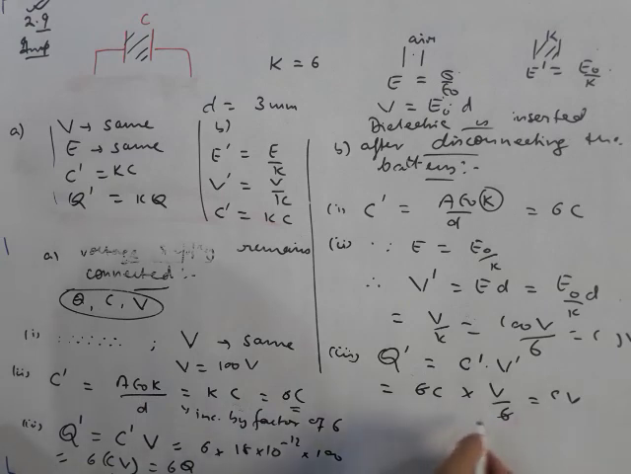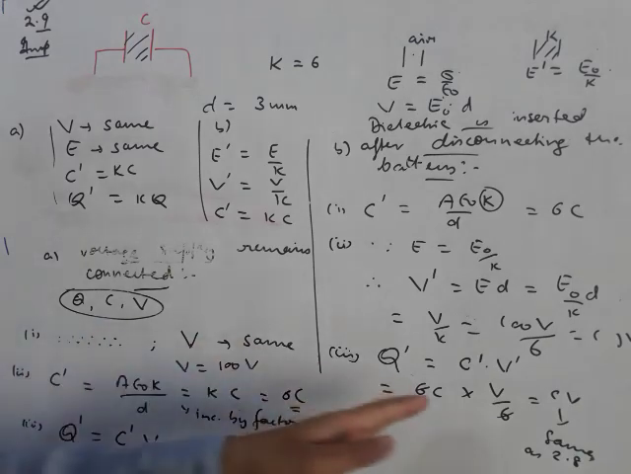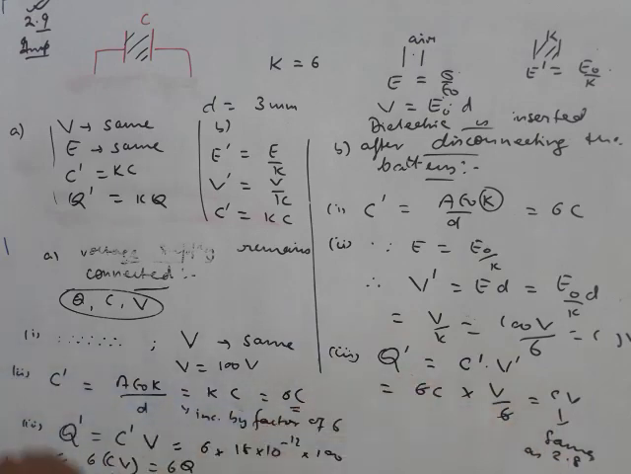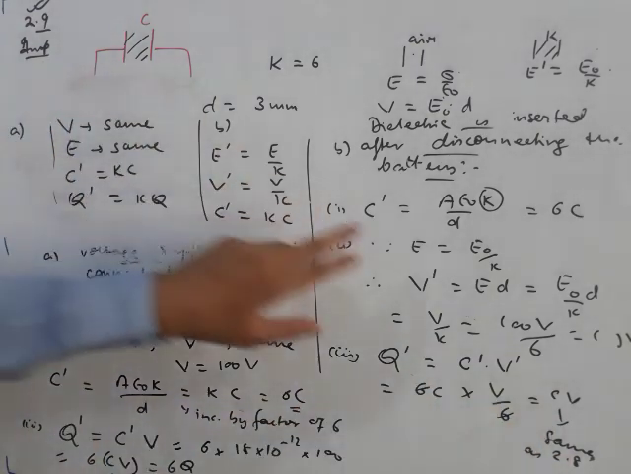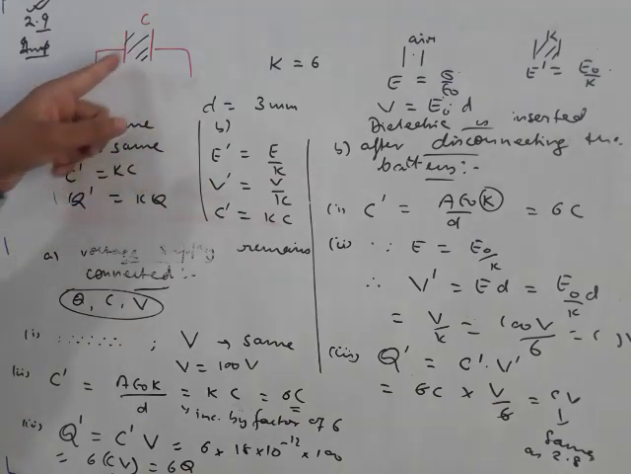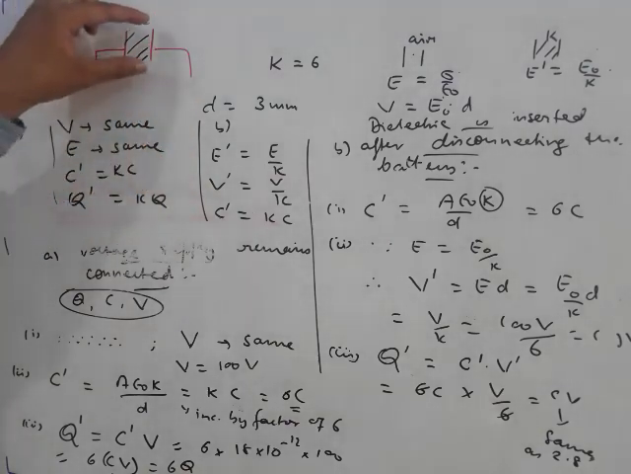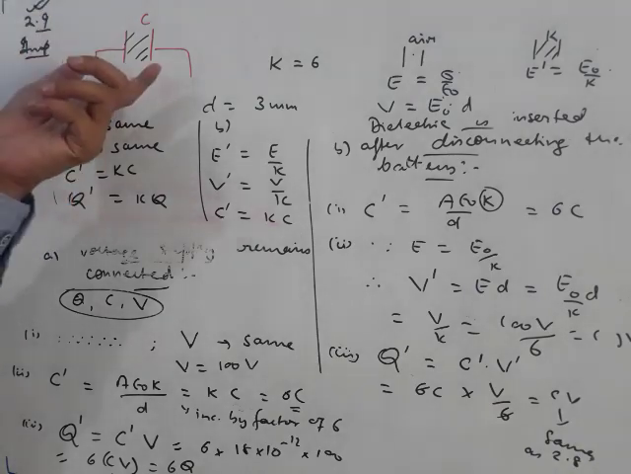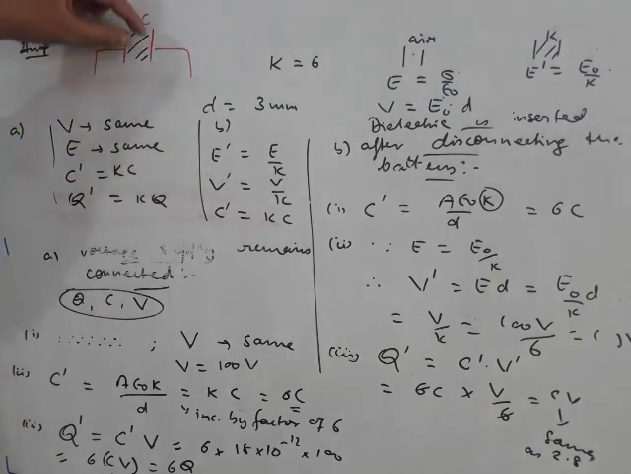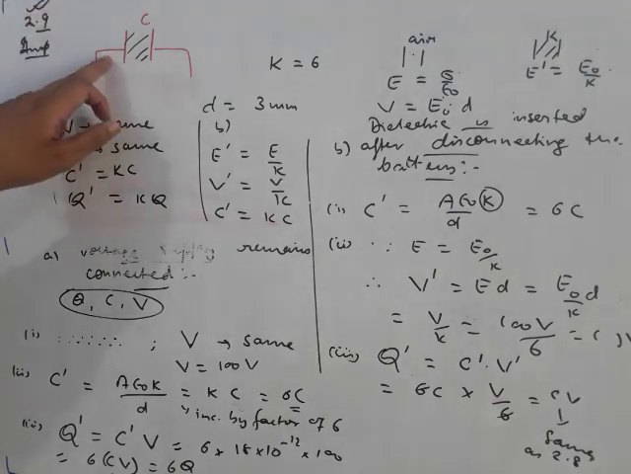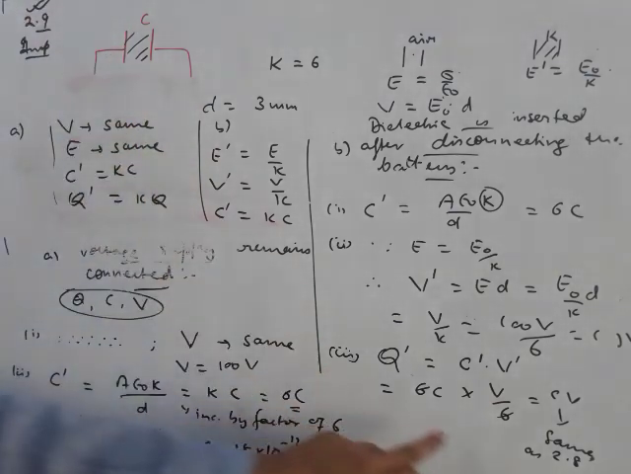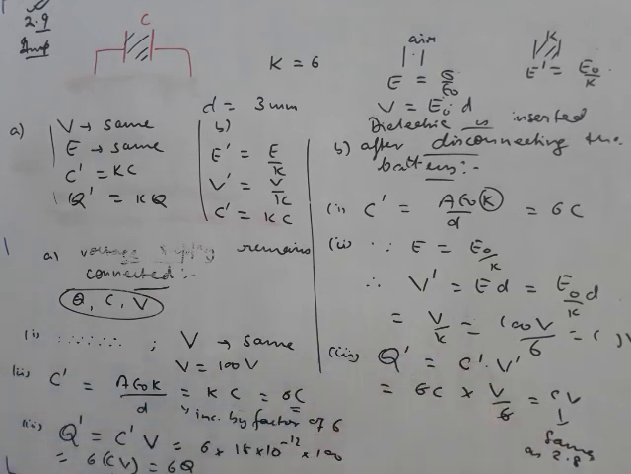I don't remember that value, but whatever this answer will be, it is same as that in exercise 2.8. Why does this happen? Instead of doing it this way, you can also think that since the battery has been disconnected in case B, now the charge has no path to flow. Whatever charge had developed on the capacitor, the same charge has to be present. Where will it go? Whether you insert a dielectric or whatever you do, since there is no path for the charge to flow, the Q will remain same. And that is what we have got using this formula also.